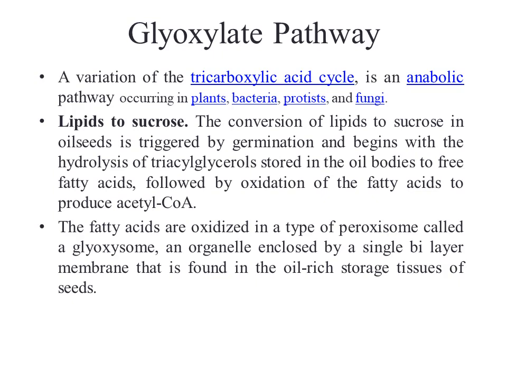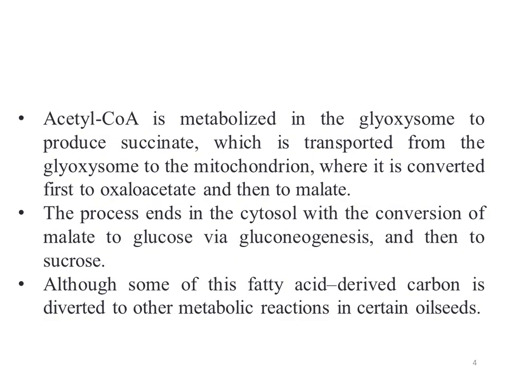In this pathway, the focus is especially on the glyoxysome, which is a type of peroxisome, an organelle enclosed by a single bilayer membrane that is found in the oil rich storage tissues of the seed. Acetyl CoA is metabolized in a glyoxysome to produce succinate.